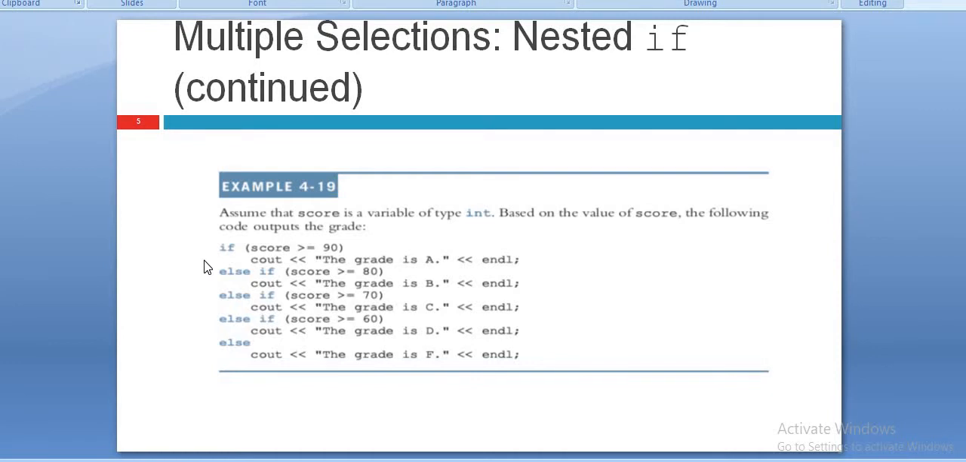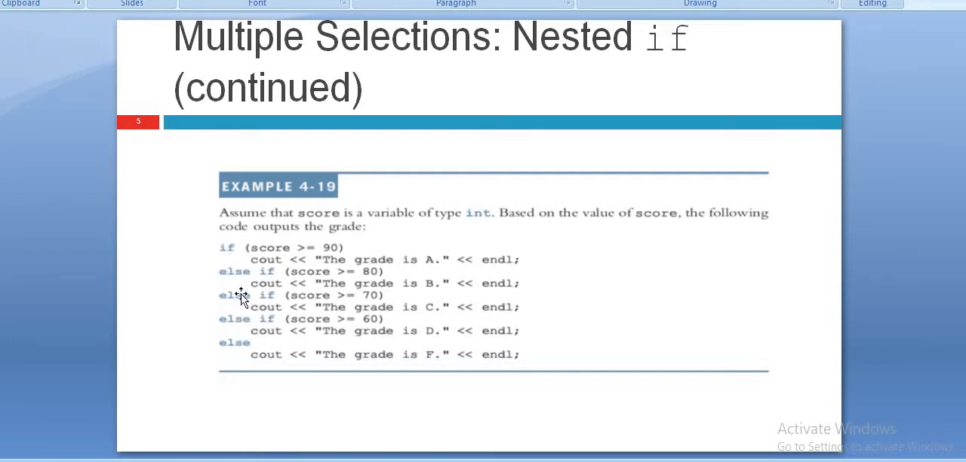So similarly, if the score is greater than or equal to 90, grade is A. Else if greater than 80, grade B, and so on and so forth. If there are lesser marks than 60, then this last else will be executed. I hope that you can understand this one as we have discussed it thoroughly.